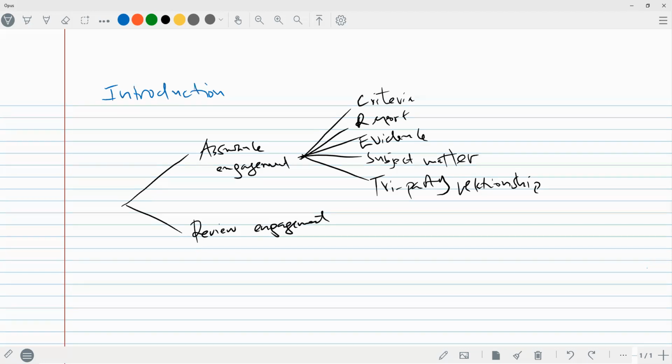Now, the 3 persons involved. If, for example, you take the case of an assurance engagement, there are 3 persons involved in the tri-party relationship. We have the responsible party, we have the practitioner, and lastly we have the users. Those are the 3 persons who are going to be involved.